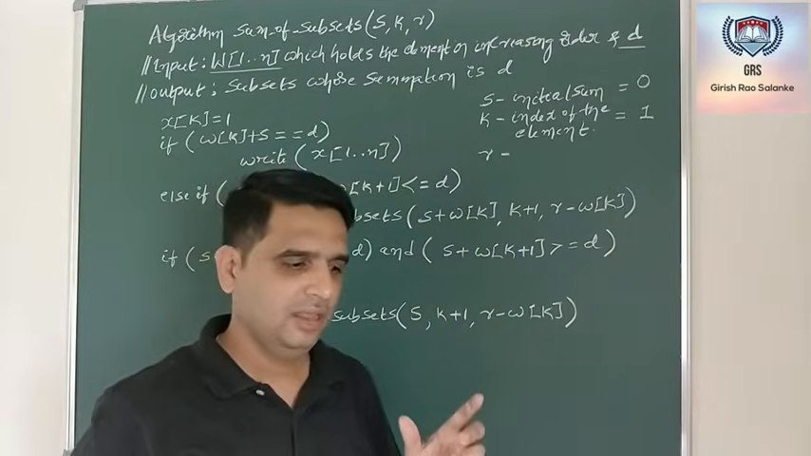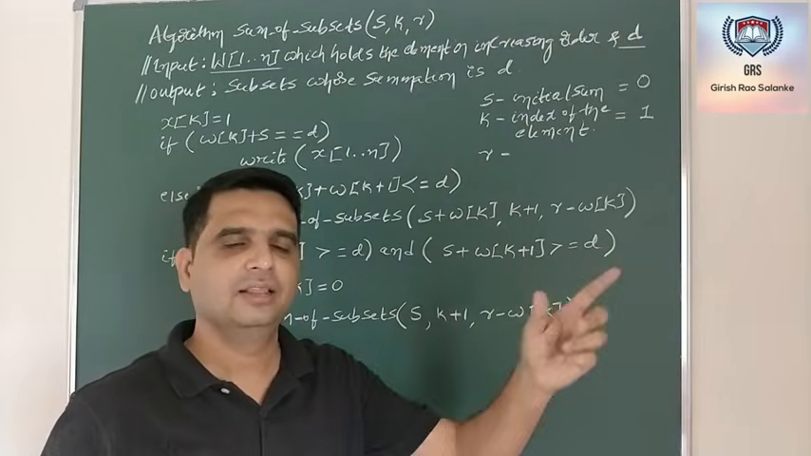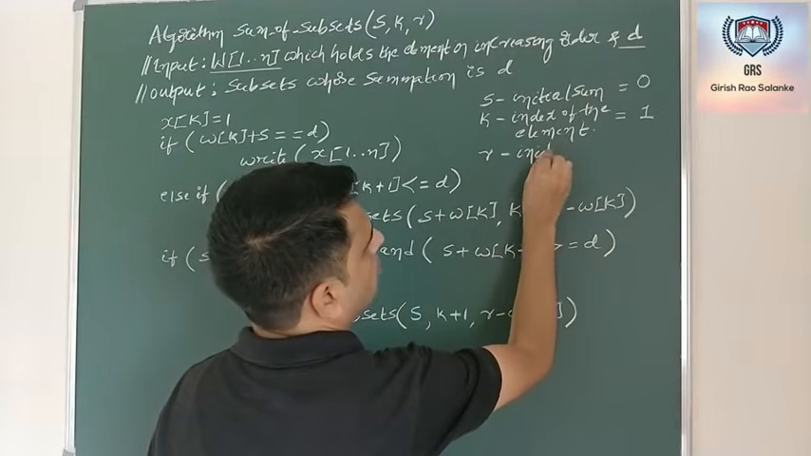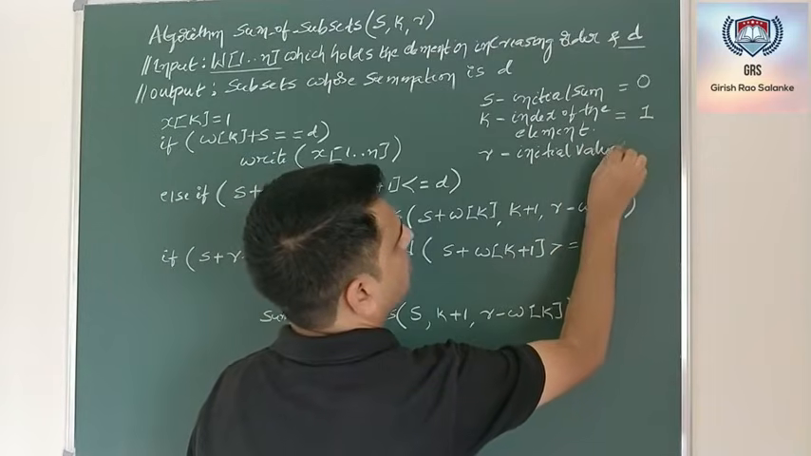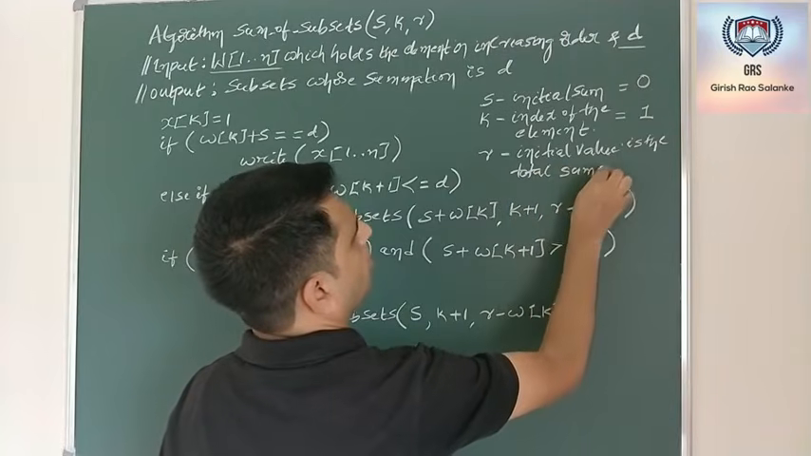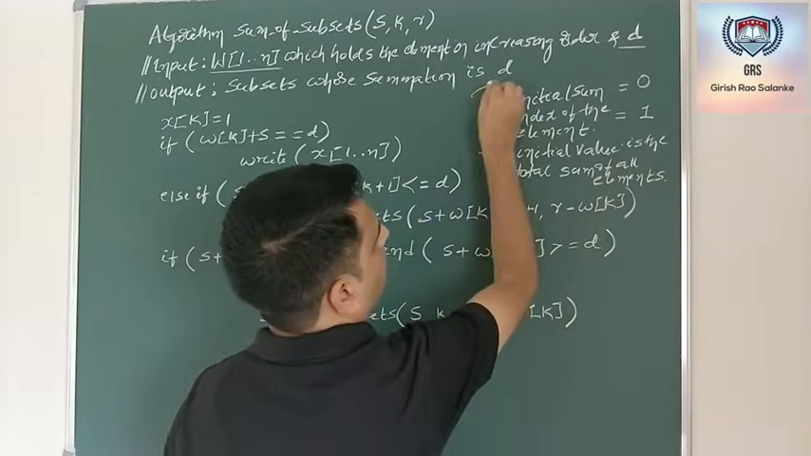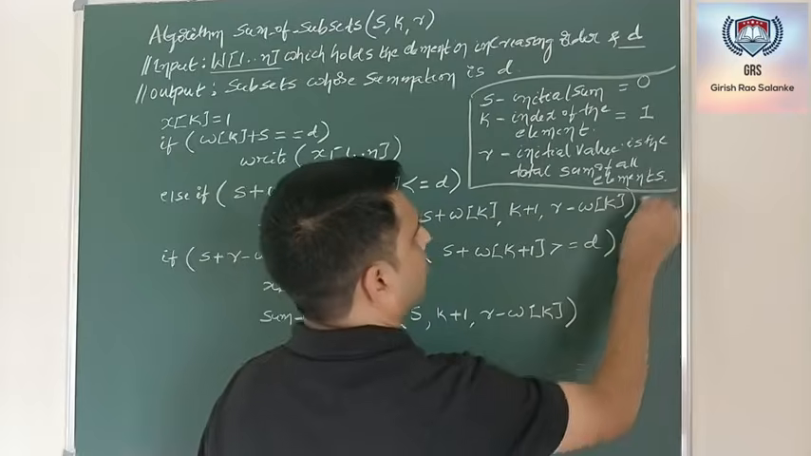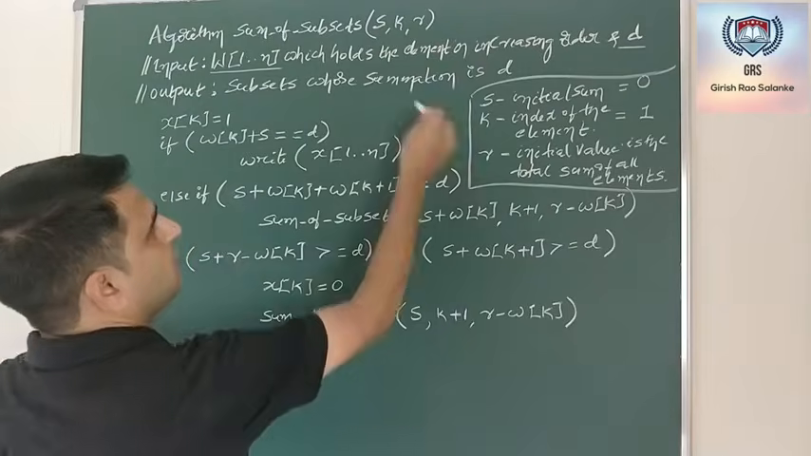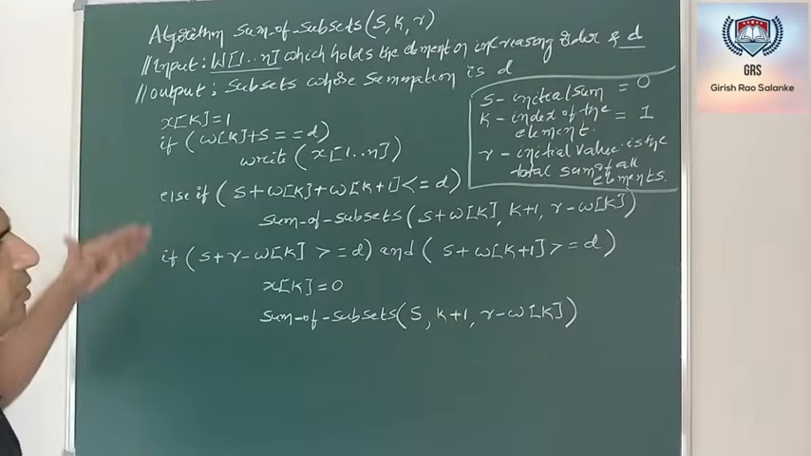R, if you remember, in case of the state space tree, the second integer number was this R, which initially had the total sum. So this is R's initial value. The initial value is the total sum of all the elements. Now in the subsequent levels, the value of R was decreasing. So these are the 3 values to this sum of subset function: S, K and R. Now coming to the algorithm.